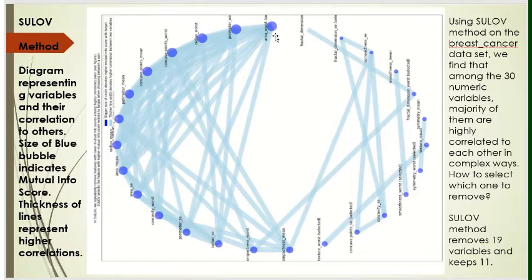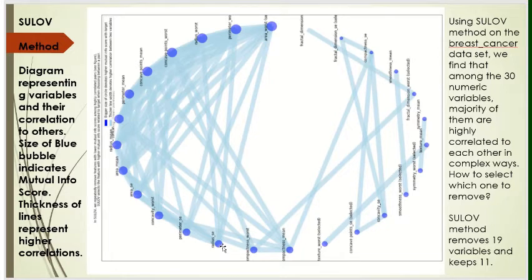You can see the size of bubbles here. These bubbles indicate the size of the mutual information score. The higher the mutual information score, the greater the size of the bubble. You can see here that this particular variable has the highest mutual information score, area worst, and is connected to 3 variables: radius, perimeter SE, and area SE. Now we go through the ones with the highest first. So the highest one, area, is taken. Then we remove the 3 variables that it is highly correlated to. Area SE, perimeter SE, and radius SE are knocked out from contention.